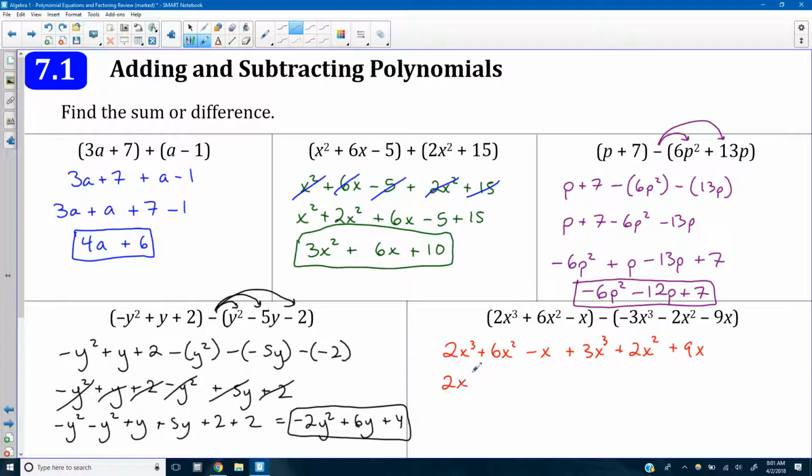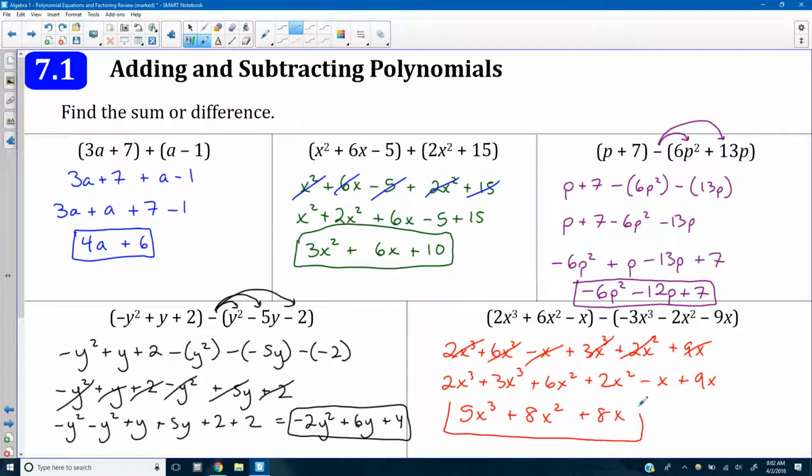2x cubed plus 3x cubed, plus 6x squared plus 2x squared, minus x plus 9x. Okay, good read right there. We got a 5x cubed plus 8x squared. Negative 1 plus 9 is 8, plus 8x. And there you go. That is your adding and subtracting for you. Now, there might be more adding and subtracting in the future problems, but this one's specifically for adding and subtracting.